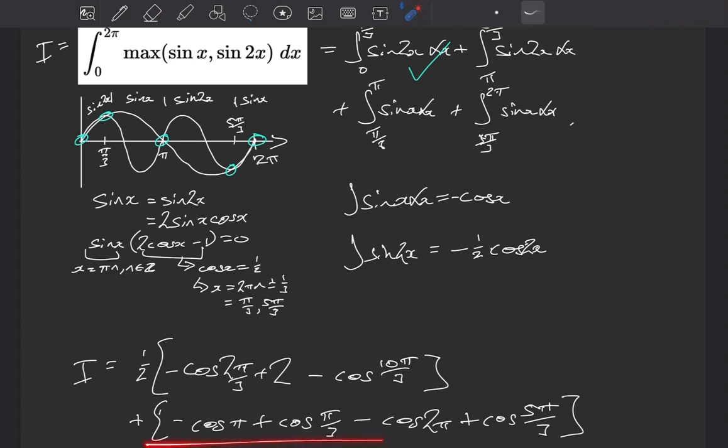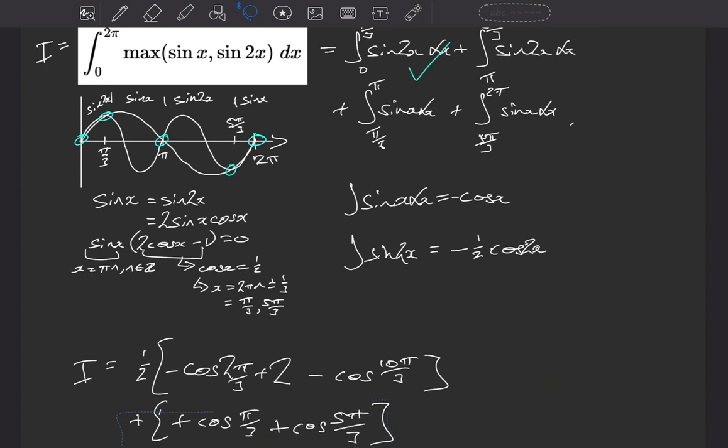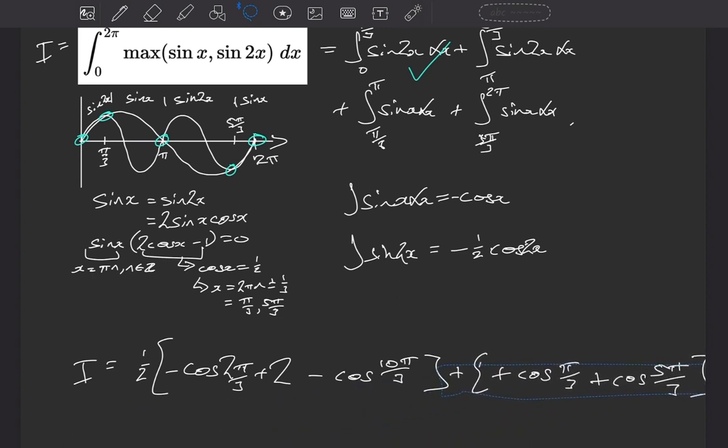And for the terms that came from sine x, we have cos pi here. Cos pi is negative 1. So negative 1 is plus 1. And cos 2 pi is 1, so we've got minus 1. So these two terms cancel out with each other. So we'll get rid of both of those and contract again the rest of the line. And we'll actually move this bit up alongside the other section.